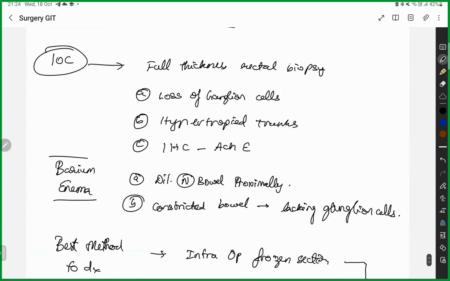Okay, investigation of choice, you're going to go for full thickness rectal biopsy. There is going to be loss of ganglion cells. What are you going to see? Loss of ganglion cells, hypertrophied nerve trunks, and on immunohistochemistry, you're going to have the presence of acetylcholinesterase.